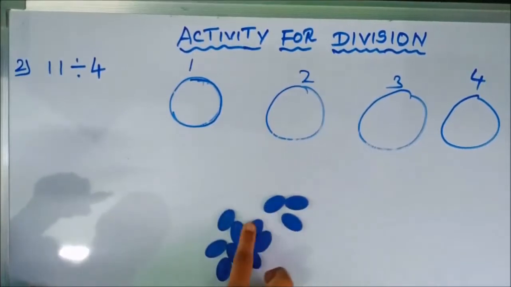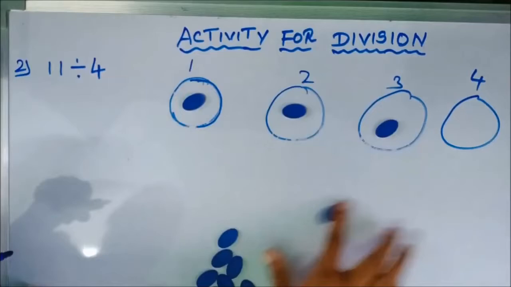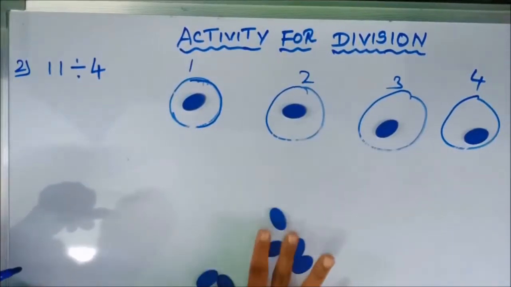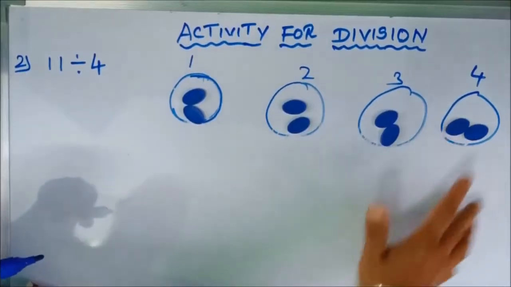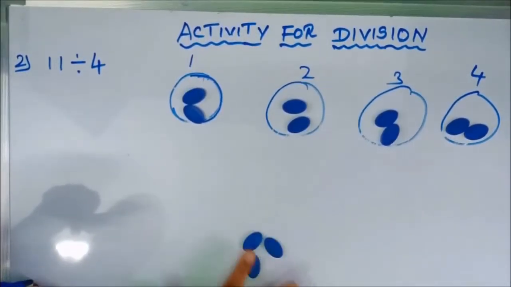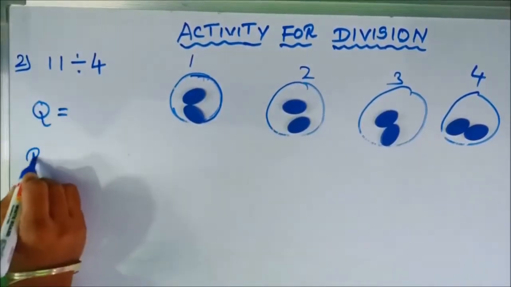First I am taking 4 pieces. I am giving 1 to each part. Once again I am taking 4 pieces and giving 1 to each part. So next I am going to take 4 pieces but I have only 3. So you have to stop up to this. Now we are going to write the quotient and remainder.